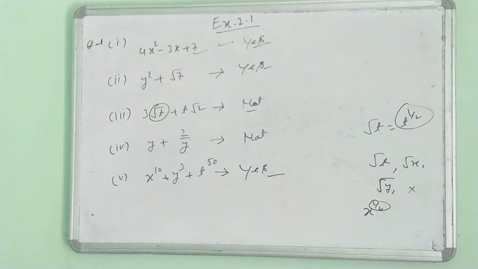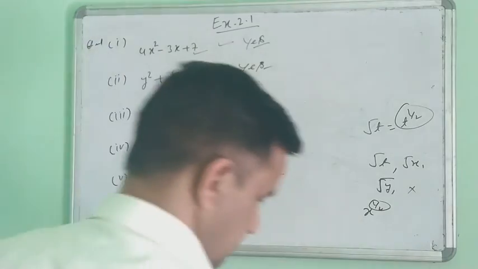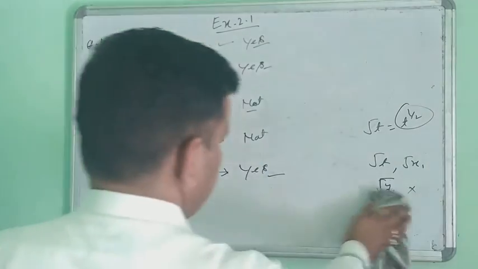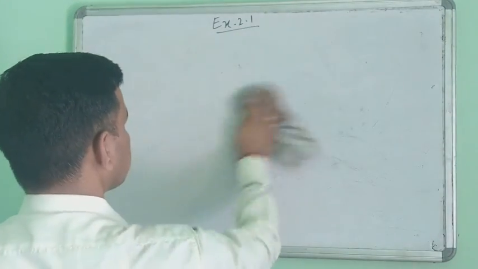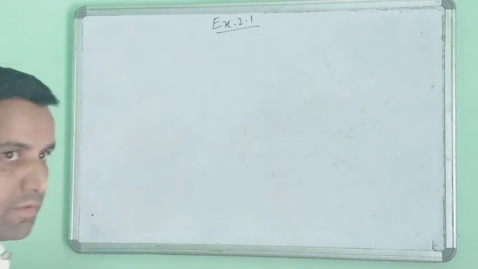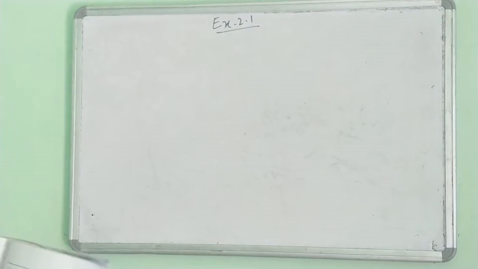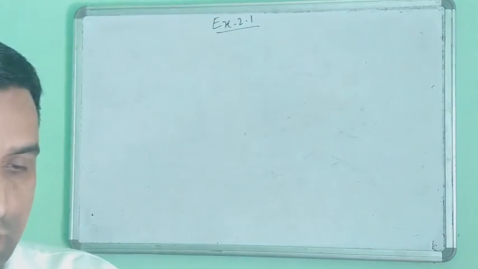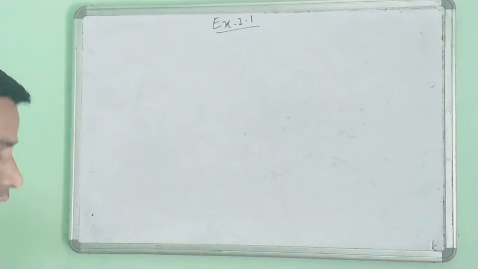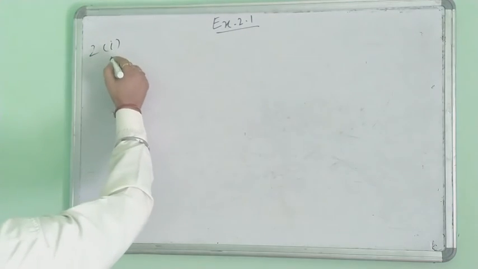Question number second here. Write the coefficient of x square in the following. First of all, note it down. Question number second: write the coefficient of x square in the following. This is the first part here.